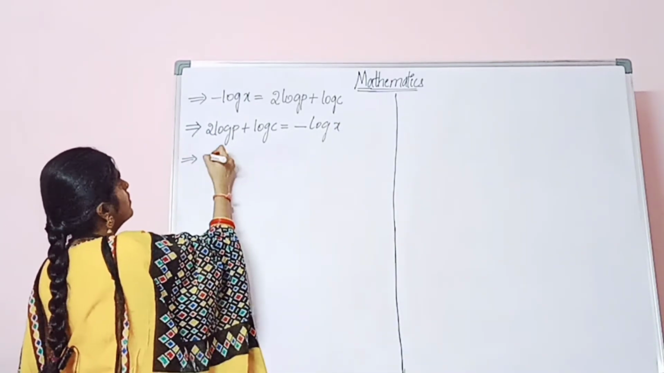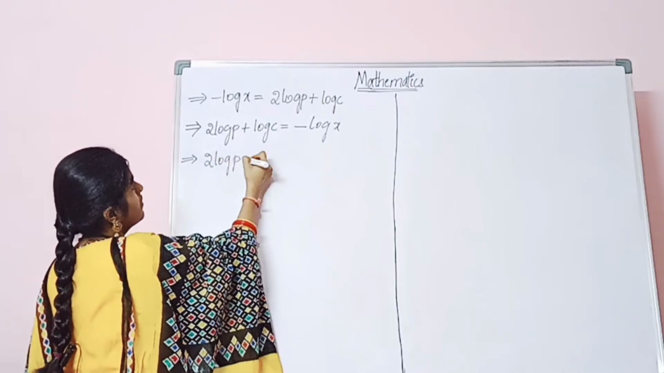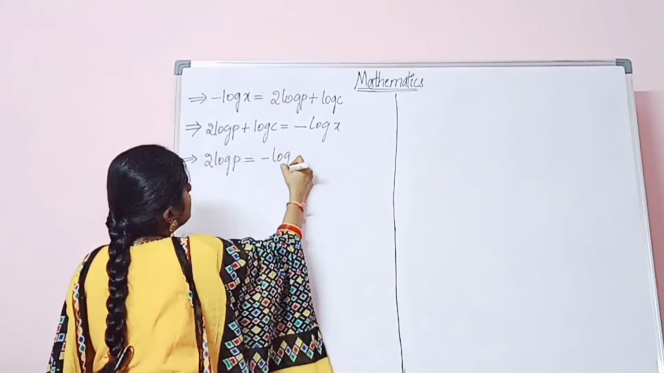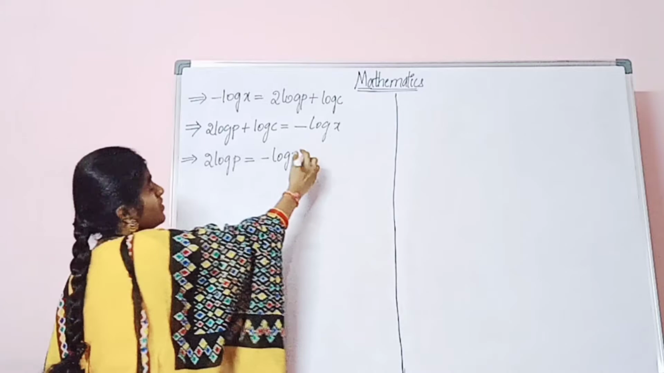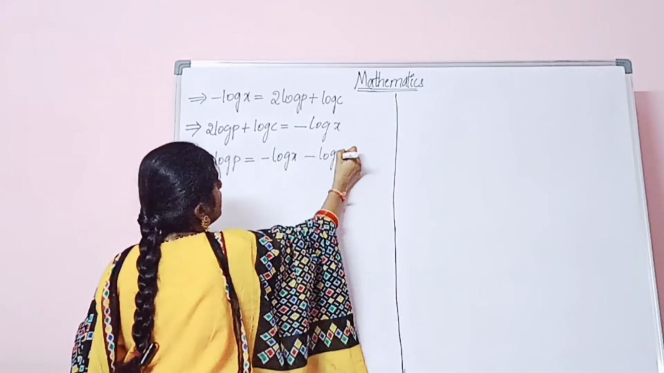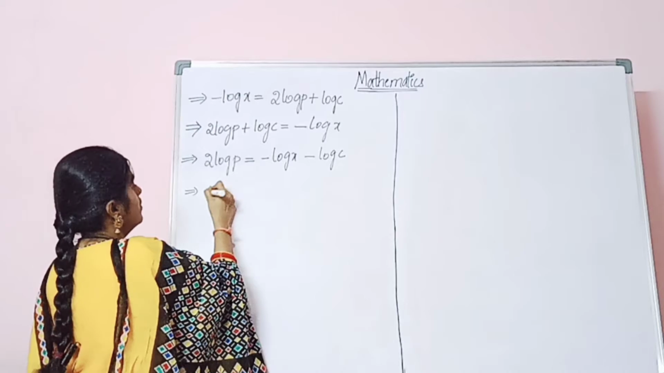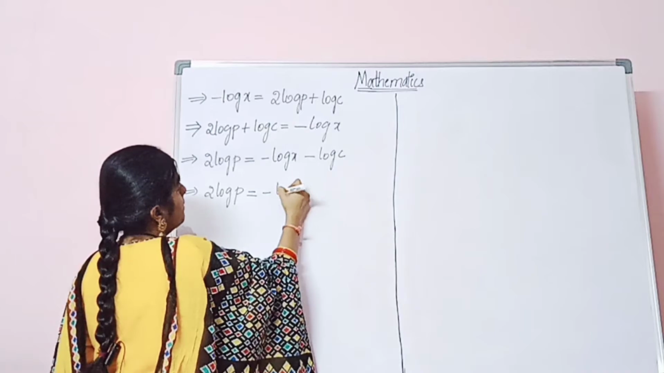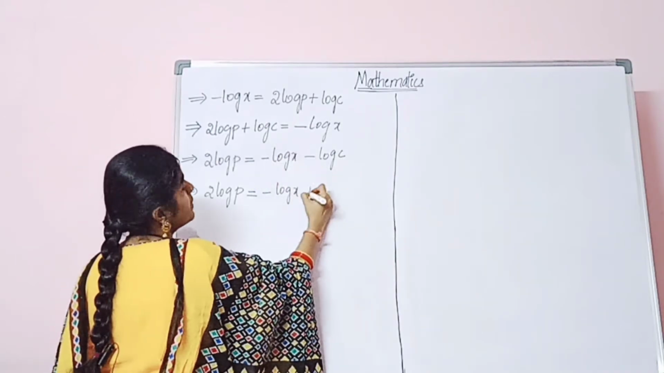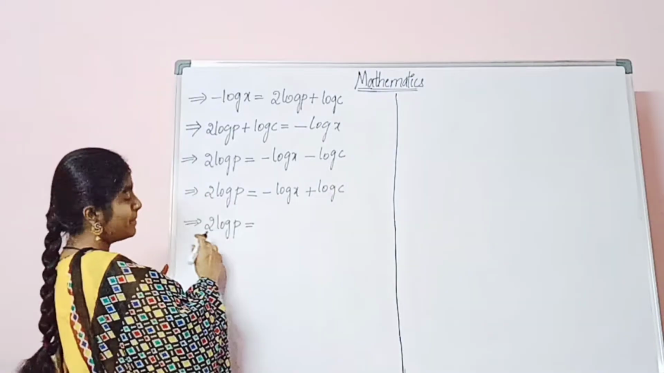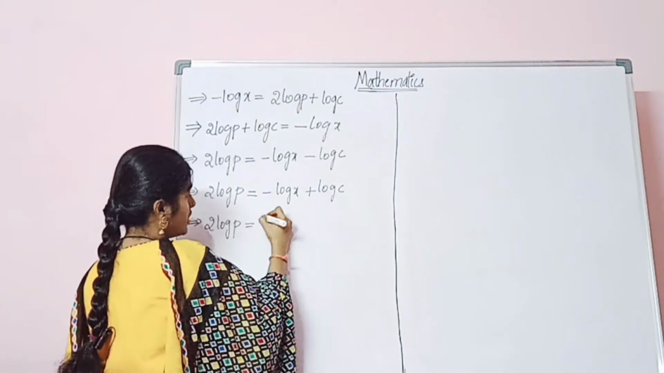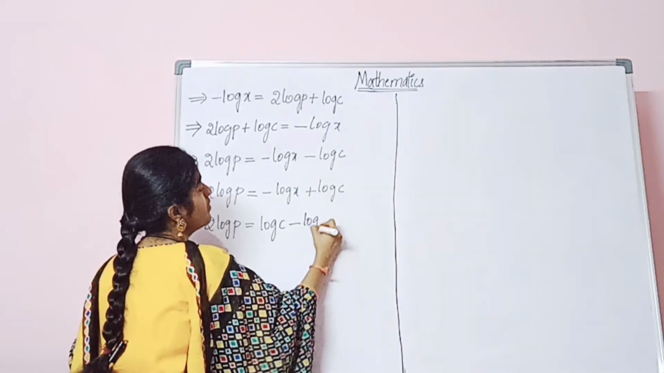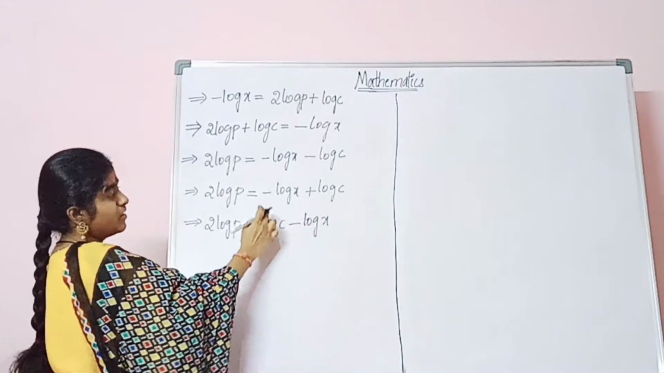That implies 2 log p equals minus log x. Now this log c comes here, so minus log c. That implies 2 log p equals minus log x, minus into minus plus log c. Implies 2 log p equals, now we have to take this log c, plus log c here and this minus log x this side, plus log c minus log x.